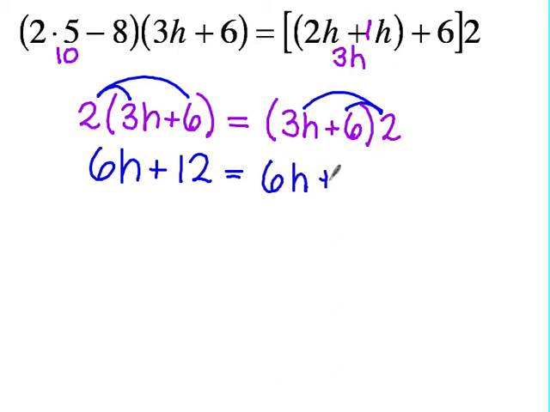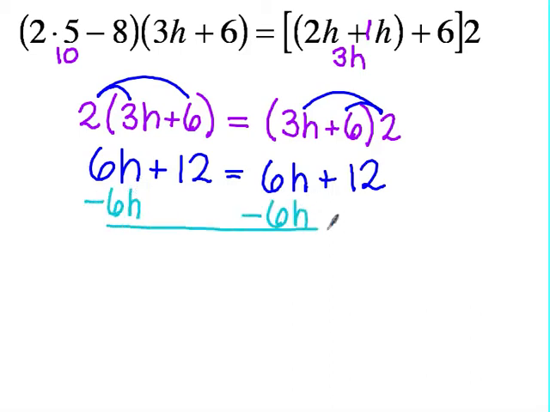What do you notice about the left and the right? They're the exact same thing. So remember how when we had something that wasn't exactly right, we couldn't solve? If I try to subtract 6h here, on the left side, my 6h's are gone and I get 12. On the right side, I get 12. And there's nothing I can do.